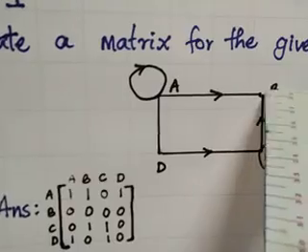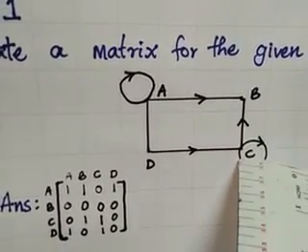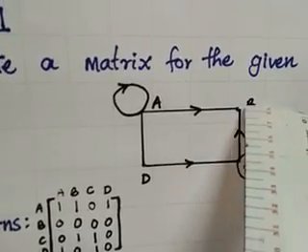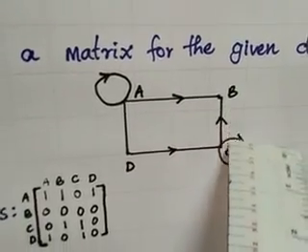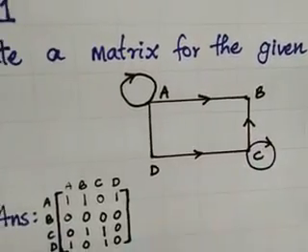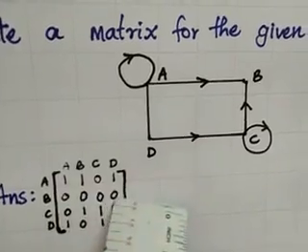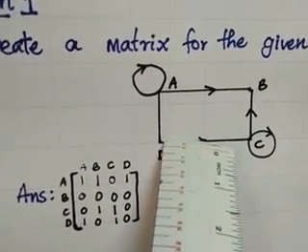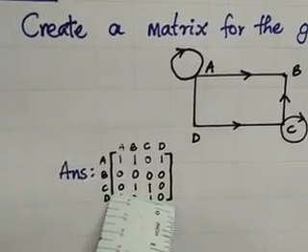Then B to C. Here B to C there is no connection. Connection is there, but there is no arrow from B to C. That is why B to C is 0. Then B to D, no connection. That's why 0.